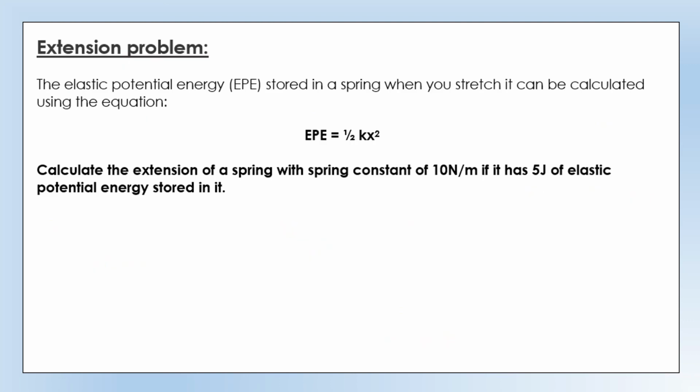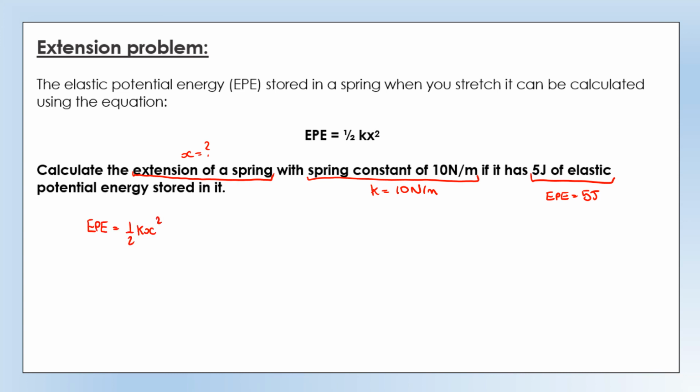Having a look at the extension problem, great if you've managed to give this a crack. So we've got an equation to calculate the energy stored in a spring when you stretch it. So we want to know what the extension is with a spring that has a spring constant of 10 newtons per meter, so that's K, when it has 5 joules of elastic potential energy stored in it. So that's telling us EPE, if you like, in the equation is 5 joules. So we want to calculate X.